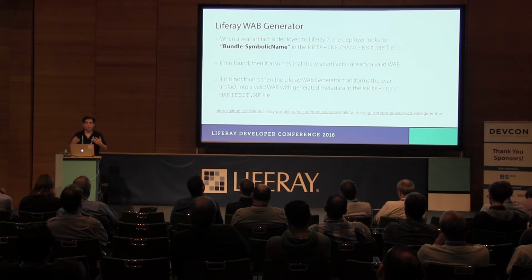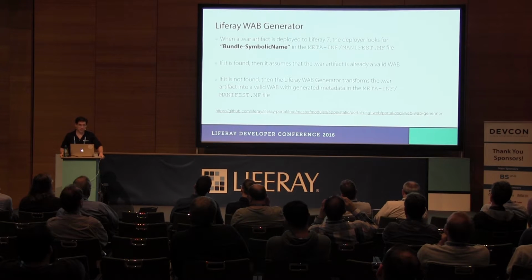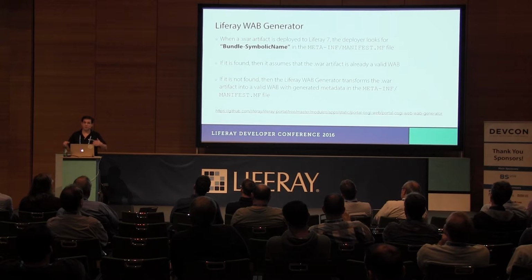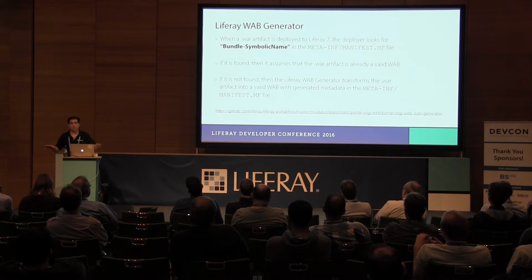Well, when you take your WAR that you've just developed in your normal development environment, if you don't build it with anything special like the bnd Maven plugin, you're just building it with the Maven WAR plugin. When you deploy it to Liferay 7, it's going to look inside the manifest that's there. And if it finds a bundle symbolic name, it's going to say, this developer knows what they're doing, and they have pre-calculated all their OSGi metadata, they've got it right, it's already a WAB.